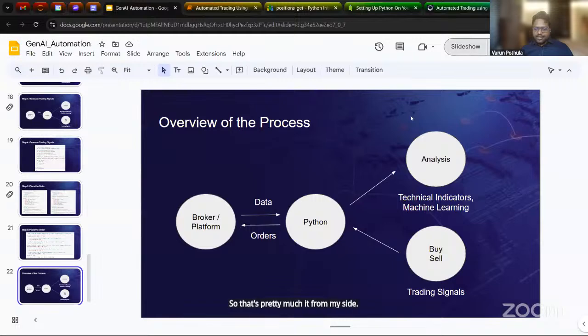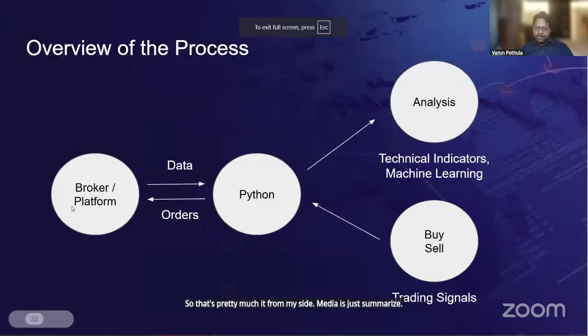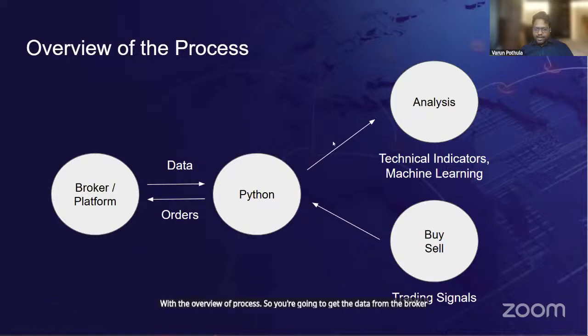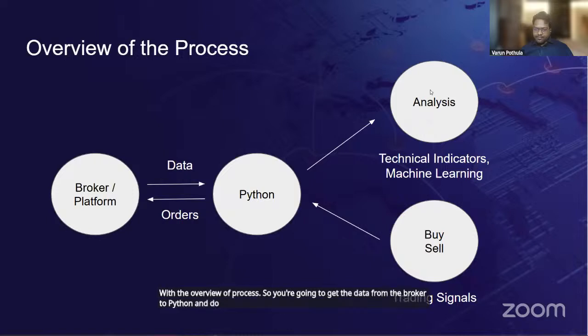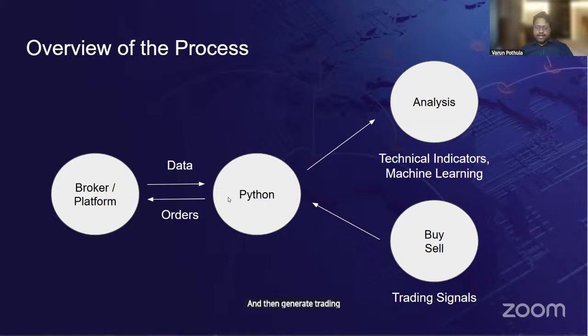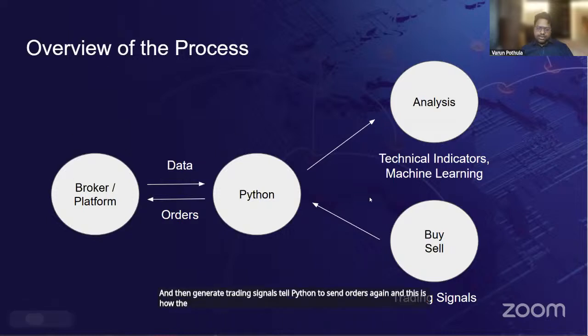Maybe I'll just summarize with the overview of the process. So you're going to get the data from the broker to Python and do your analysis. Could be any type of analysis you could do. And then generate trading signals, and tell Python to send orders again. And this is how the cycle is closed. Yeah, that's it.